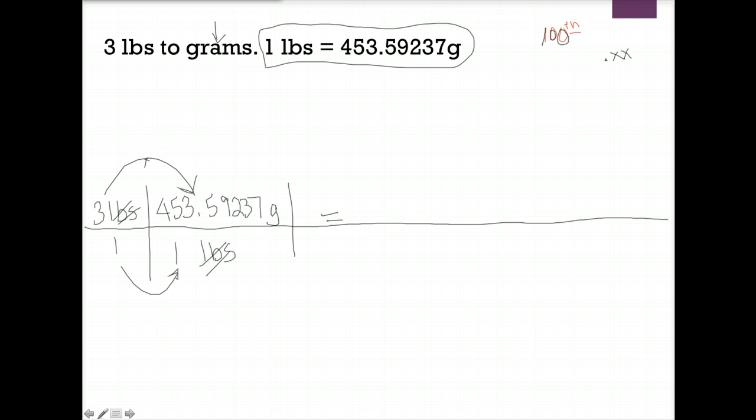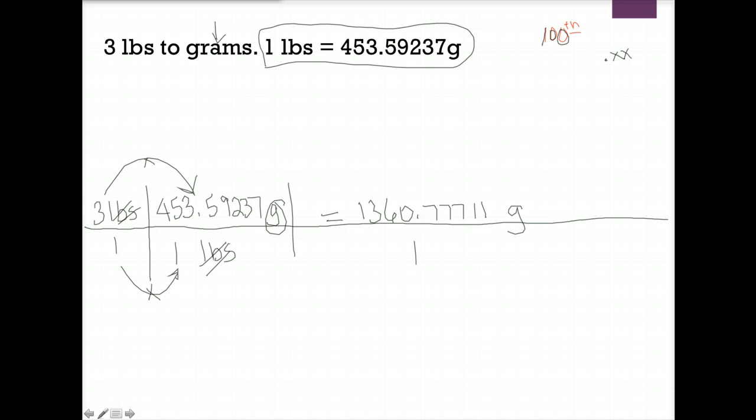1 times 1 on the bottom is 1. So 3 times, get my calculator out again, 3 times 453.59237 equals 1360.77711. Okay, grams, because grams is what's left.